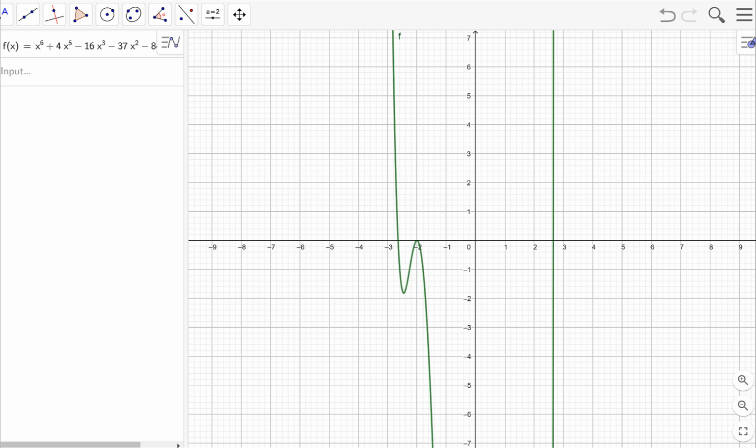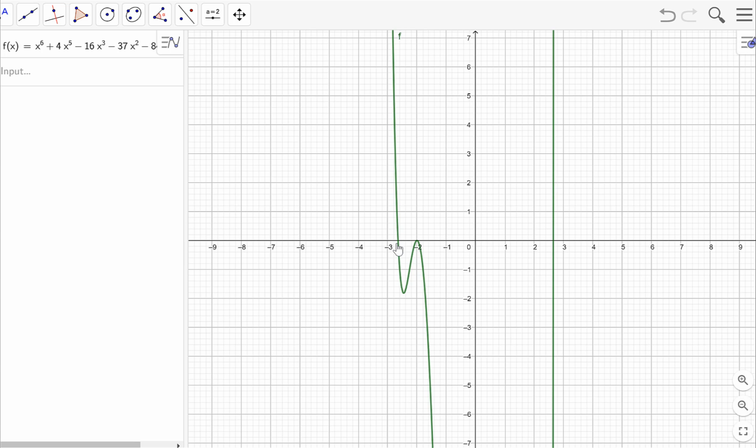And if you look at the graph right here, we see that it appears that the graph bounces off at -2. It touches the x-axis at -2 but doesn't cross it. So that's an indication that that's an even multiplicity.